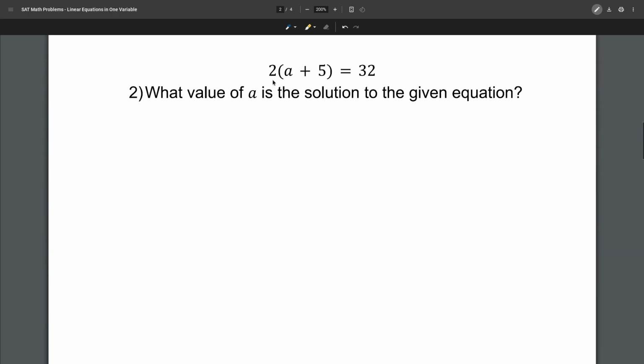In problem 2, we have 2 times the quantity a plus 5, that equals 32. In this problem, we can't just drop the parentheses. 2 is being multiplied by the entire quantity here. And what we need to do is use the distributive property to solve for a, because the question is asking us what value of a is the solution to the given equation. So we're going to do 2 times a, that's 2a, and then 2 times 5, we'll get plus 10, and that equals 32.